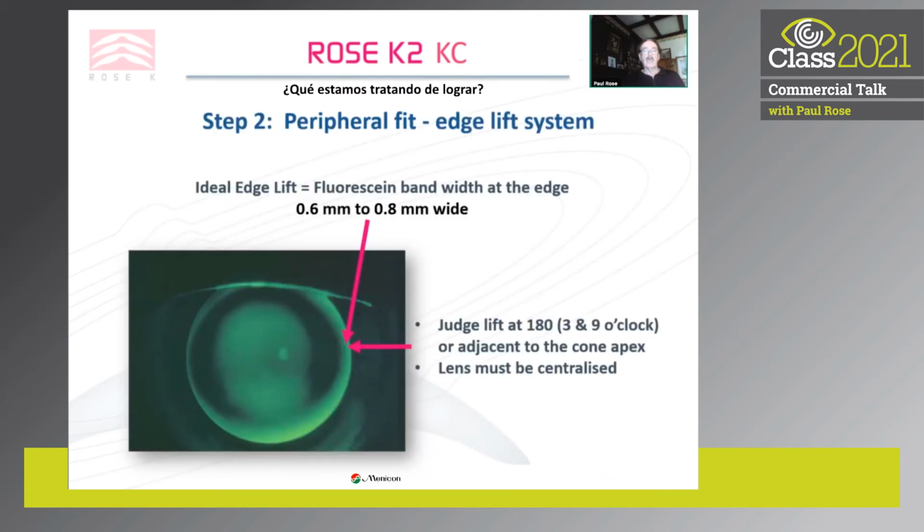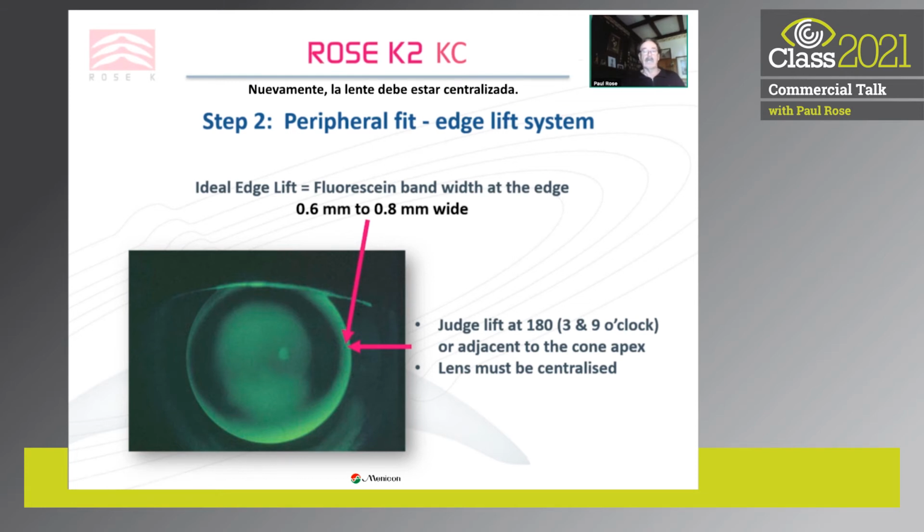What are we trying to achieve? We're trying to achieve a fluorescent band at the edge of the lens, 0.6 to 0.8 millimeters wide. And that is what you see here. This is between 0.6 to 0.8 millimeters wide. Very often you'll have a little bit less width on the nasal cornea, because often the nasal cornea is flatter than the temporal cornea. If that's the case, you simply average the two.